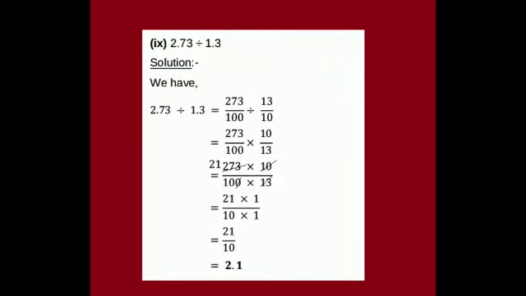Ninth subdivision, 2.73 divided by 1.3. So 2.73 will be written as 273 by 100 and 1.3 will be written as 13 by 10. Now 273 by 100 into 10 by 13. On cross cancellation of 13 and 273, we get 1 and 21. Again on cross cancellation of 10 and 100, 0 and 0 will get cancelled. So that it becomes 21 into 1 divided by 10 into 1, which is equal to 21 by 10, which is equal to 2.1.